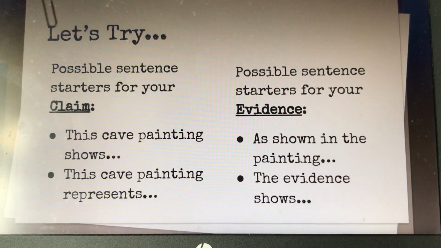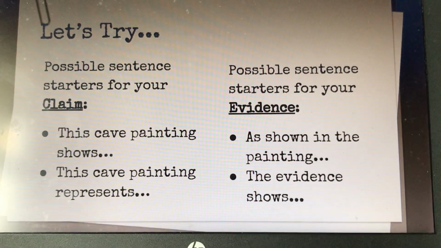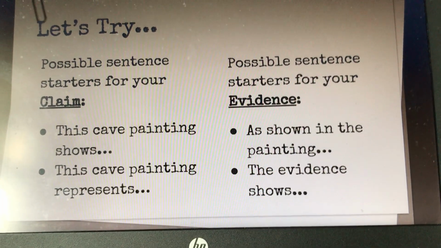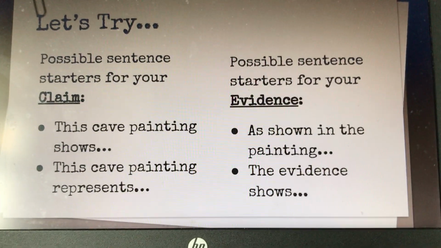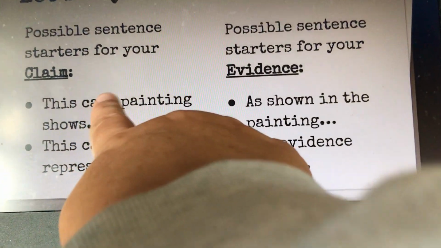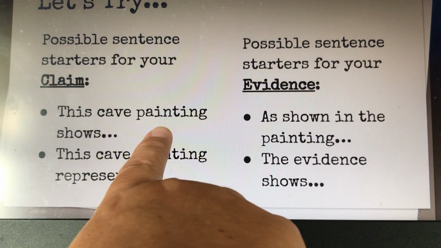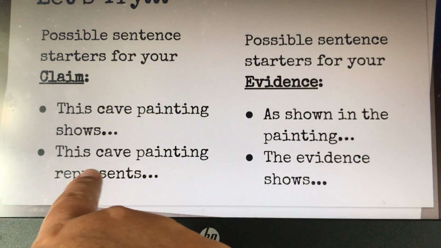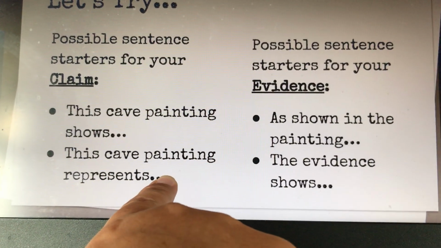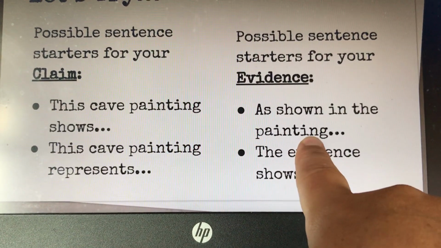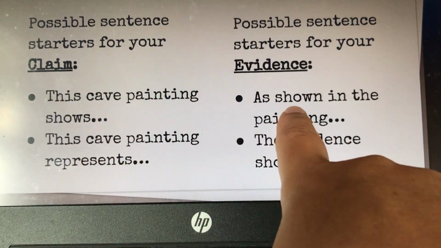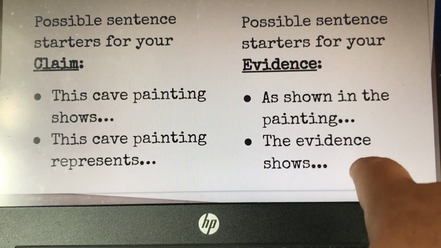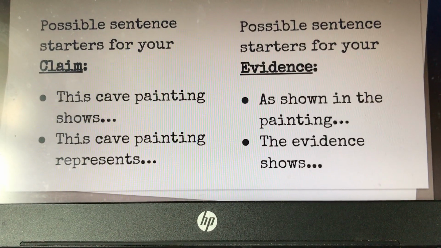So, in 6th grade, it's a little different when you write your claims. Right? So we try to give you sentence starters. So as you write your claim today, I would love if you started your sentence with one of these 2 starters. This cave painting shows, and then tell me what you think it shows. Or this cave painting represents, and then tell me. And then for your evidence, for that second sentence, as shown in the painting, and then tell me what's shown, or the evidence shows, and then tell me what that evidence shows.